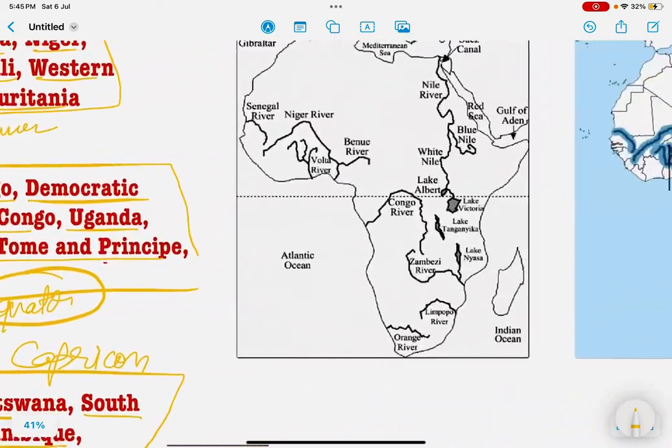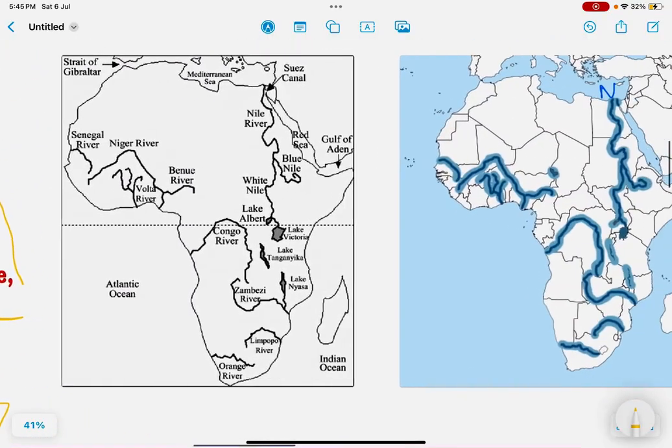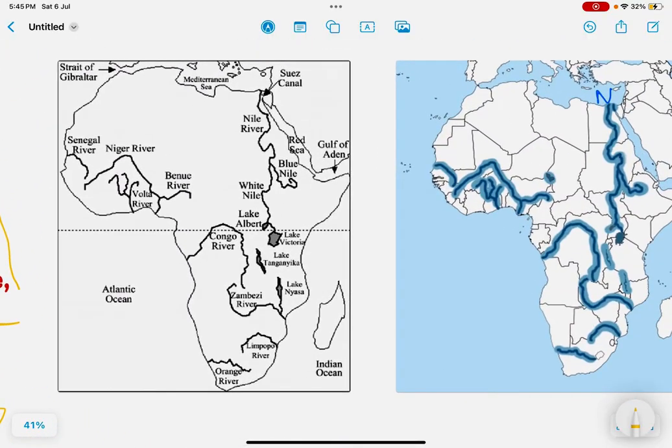The next map we will see is of the river systems, the water system of Africa. You can see the Orange River, which drains into the Atlantic Ocean. Limpopo River drains into the Indian Ocean. Zambezi River drains into the Indian Ocean. The Congo River drains into the Atlantic Ocean. Then we have the Nile River, the White Nile and the Blue Nile. Both of them meet here. The city's name is Khartoum, where the White Nile and Blue Nile meet. From here the Nile goes and drains into the Mediterranean Sea.